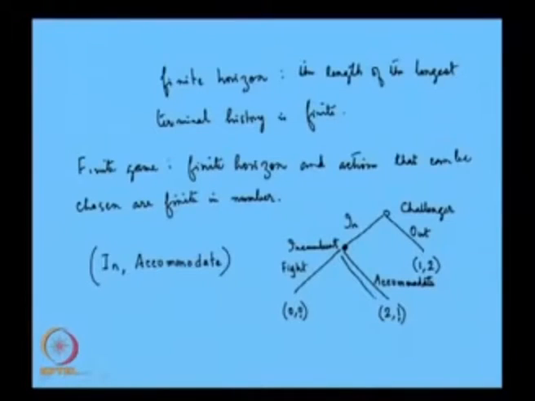So, by putting himself in the incumbent's position, the challenger can figure out that if he gets in, then the incumbent will accommodate, the incumbent will not fight. So, this is going to be the action of the incumbent by going by the theory of rational choice.